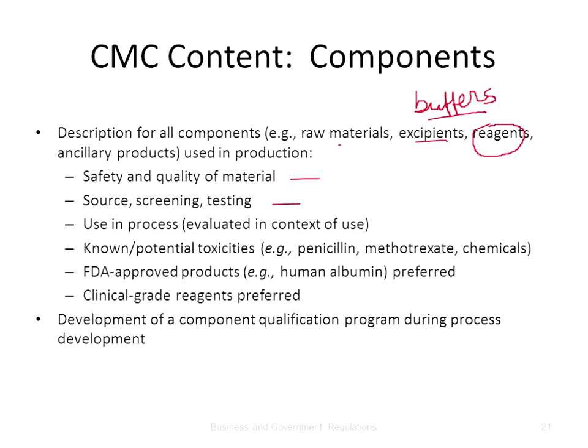So again, all the materials that you provide, you have to evaluate in context of use, of course. Okay. So where did you use it, and what potential does it have to impact the product? Are there any known potential toxicities? So for example, we often use antibiotics in bacterial fermentation, and we use a material called methotrexate in CHO cells and other chemicals. So does it have toxicity, and have you addressed that?